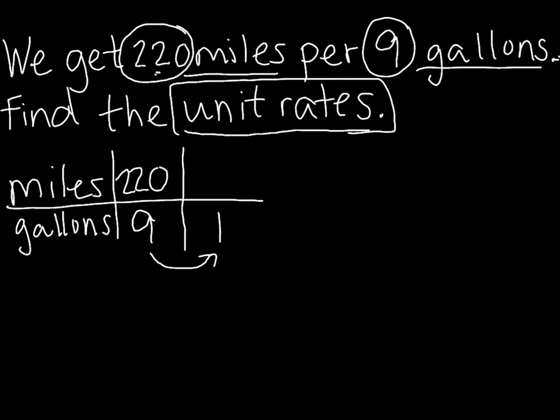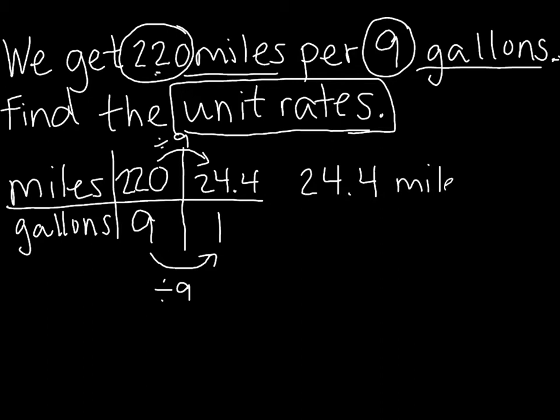Now to get from 9 to 1, I had to divide by 9. So I'm also going to divide my miles by 9 to figure out how many miles per gallon it is. And when I do that, I just use a calculator and I type 220 divided by 9, and I get 24.4 repeating. I'm just going to round it to the nearest tenth. So my first unit rate is 24.4 miles per gallon. Miles per 1 gallon, you could also say it as.